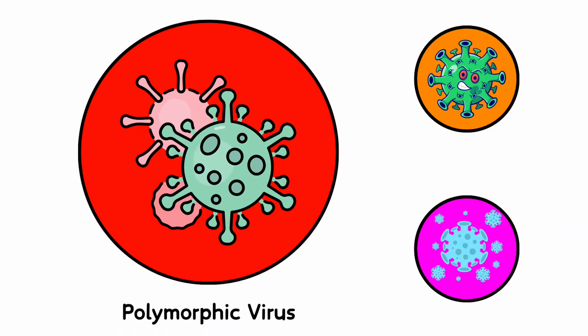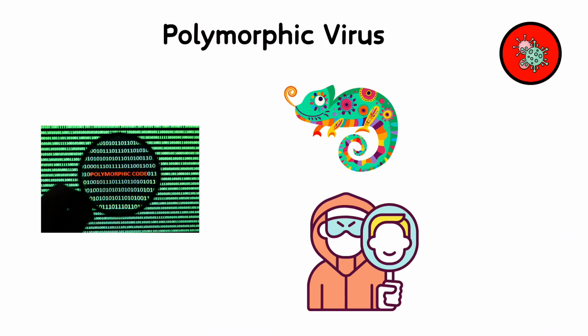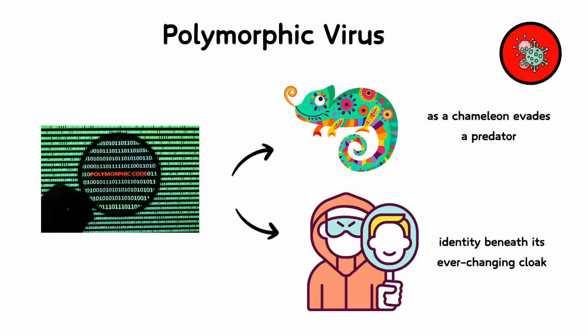Polymorphic Virus. A master of disguise, the polymorphic virus constantly reshapes its genetic code, thwarting detection as easily as a chameleon evades a predator. Each infection is unique, a fresh enigma for antivirus defenses, which struggle to identify the virus's core identity beneath its ever-changing cloak.